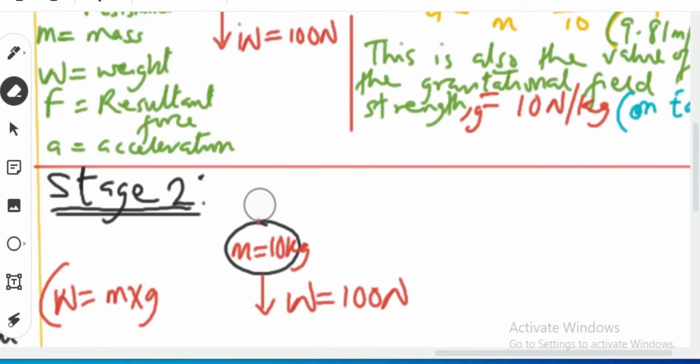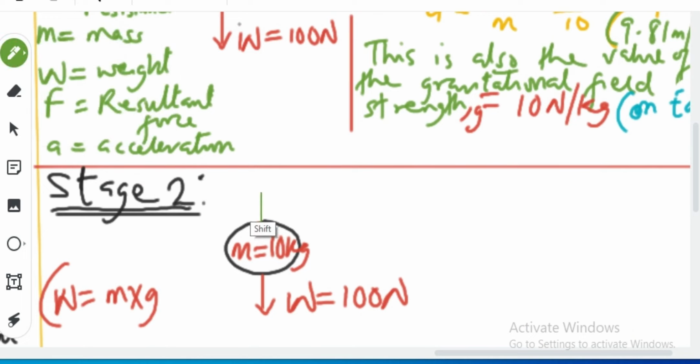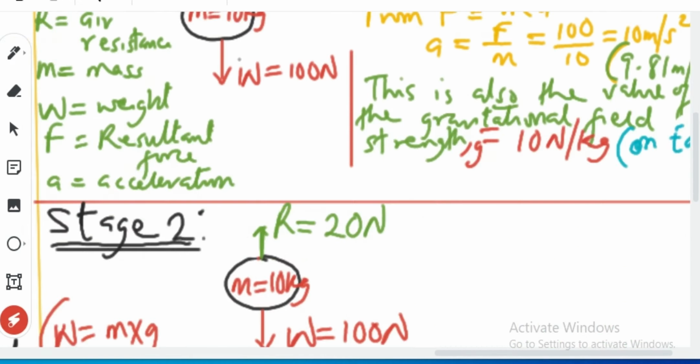It was initially zero. So it's going to increase the air resistance from zero. Give me any value that it can be. Any value, doesn't matter. 12. Okay. Let's even say 20. Let's say the air resistance now has increased to 20 Newton. From what to 20 Newton? From 0 to now 20 Newton.